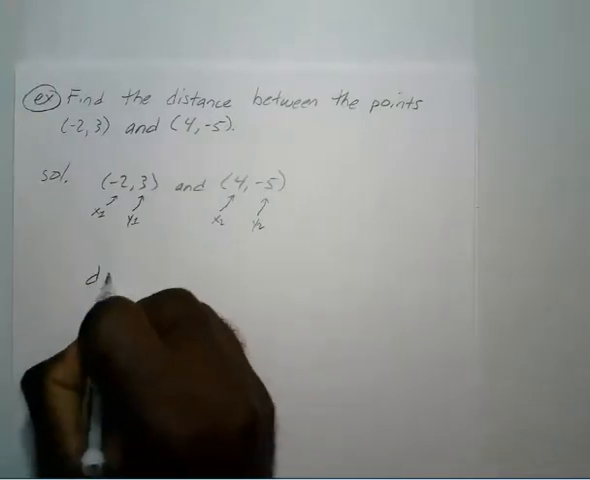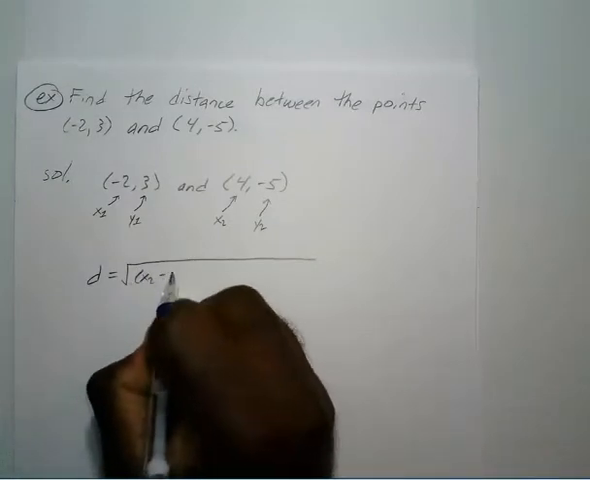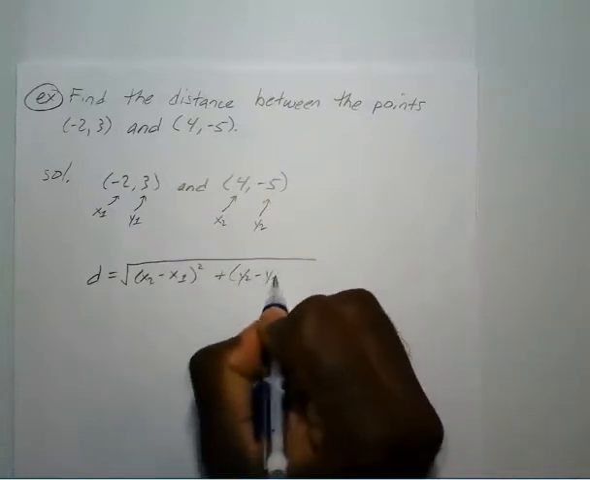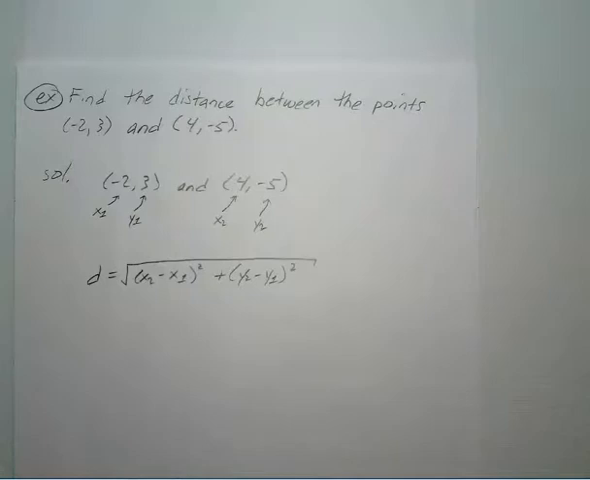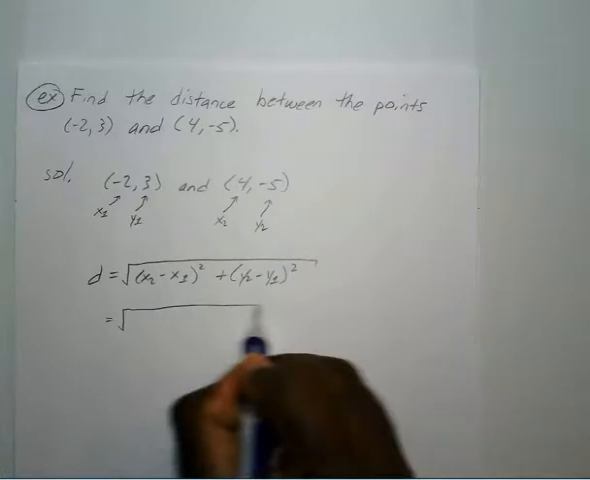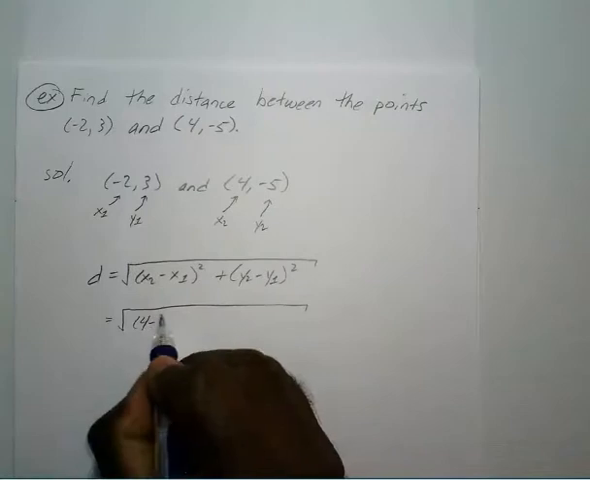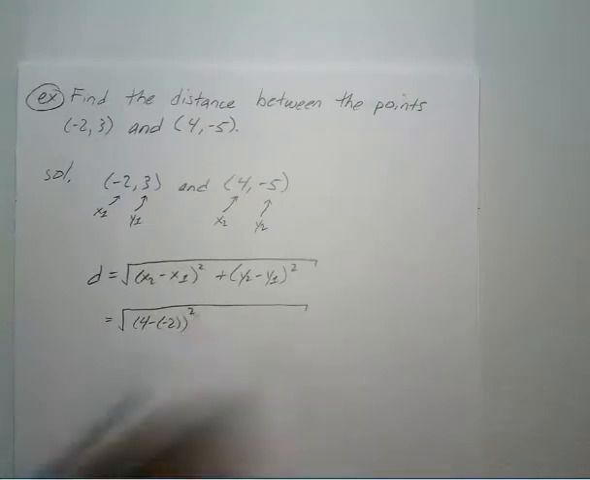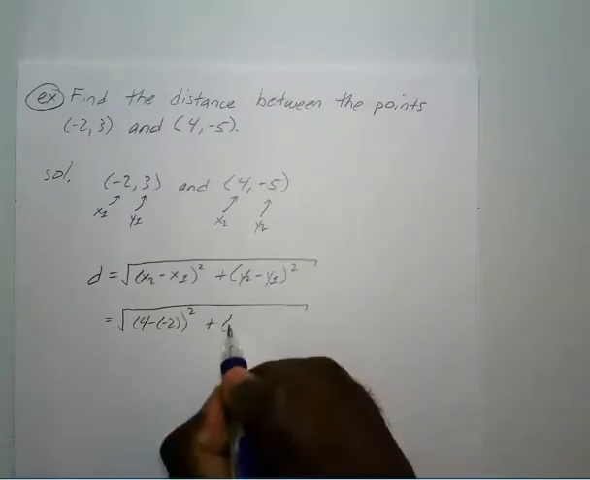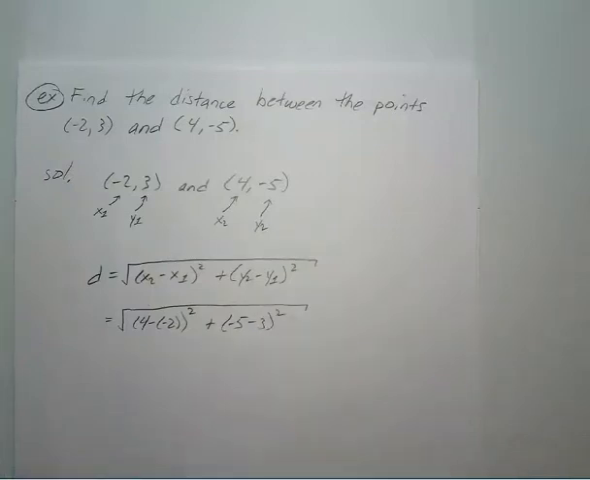Okay, now we know that the distance is equal to the square root of (x2 minus x1) squared plus (y2 minus y1) squared. So if we plug everything in, that distance will equal the square root of (x2, which is 4, minus x1, which is -2) squared, plus (y2, which is -5, minus y1, which is 3) squared.